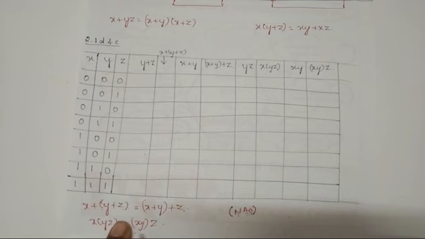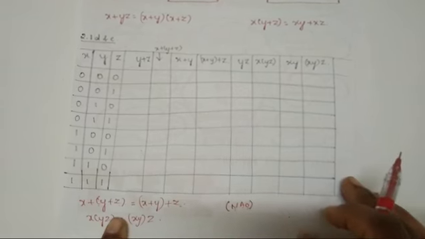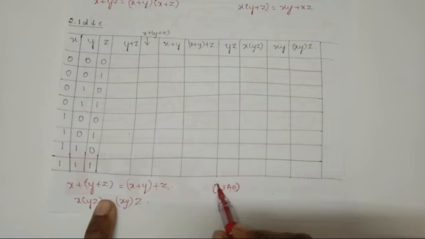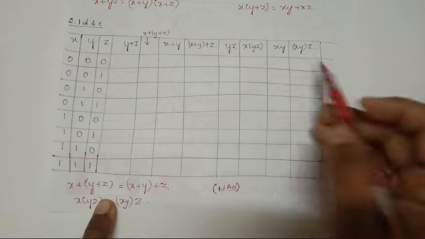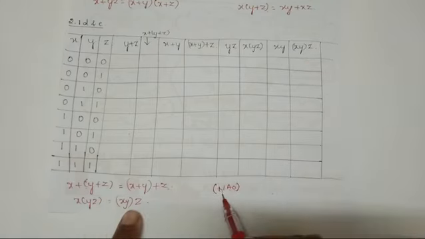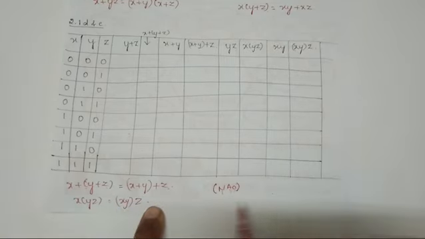Next, this expression. For this expression, do the same thing. Is there any bracket? Yes, xy. So write xy. Is there any NOT gate? No. AND gate? Yes. Do the AND gate. xy into z. No OR gate.